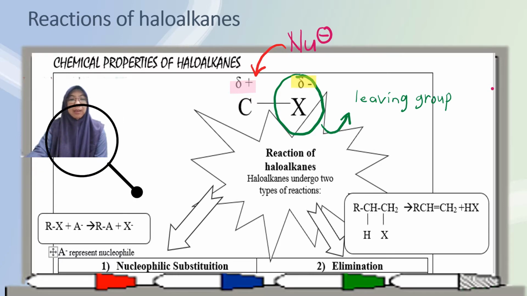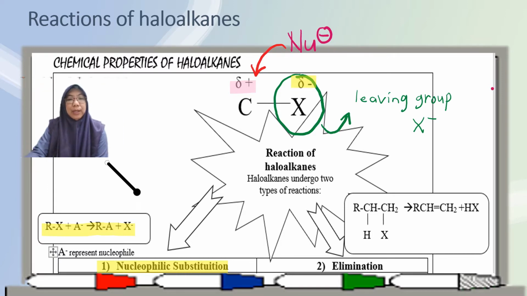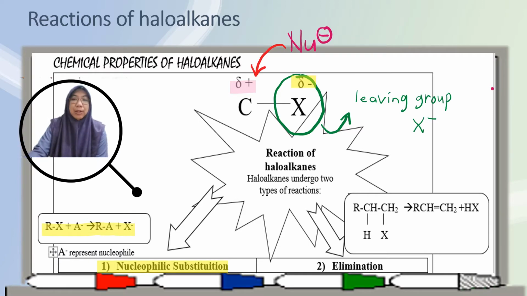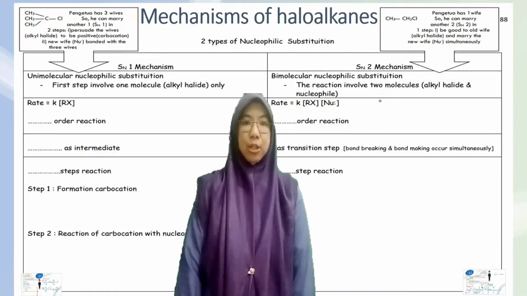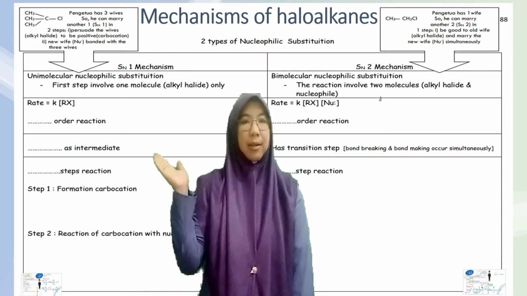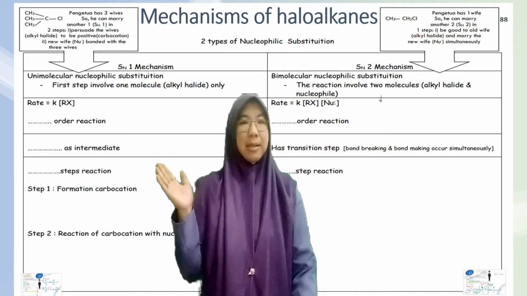So we can write the equation like this. This is the reaction, RX plus X minus. So that's why we can see that haloalkane's mechanism is a nucleophilic substitution. Also, haloalkanes have elimination, but this time I only focus on nucleophilic substitution. There are two types of nucleophilic substitution, which are SN1 and SN2.